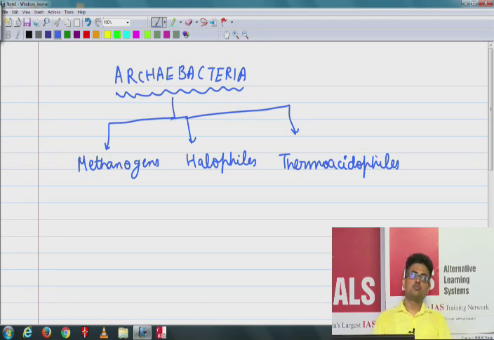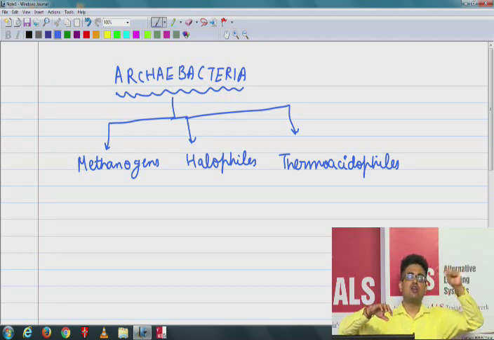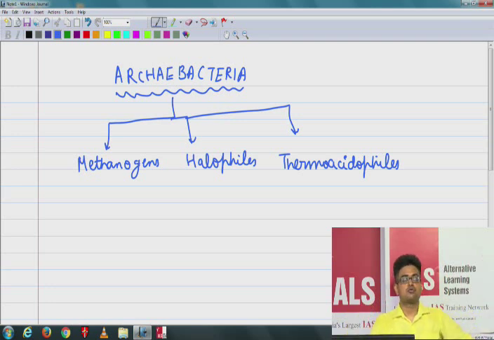Alright. So methanogens are found in anaerobic environments, mostly in the rumen of cattle. They produce methane, and they are able to convert cellulose, the cell wall material, into glucose. That is why cows and buffaloes eat a lot of grass, because they can obtain glucose from it, but we cannot. They do this with the help of methanogens.